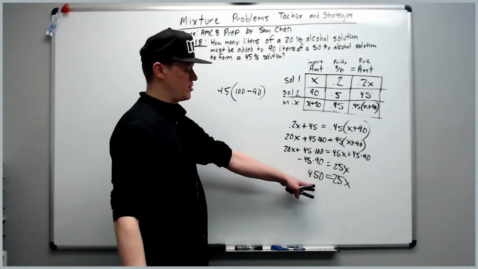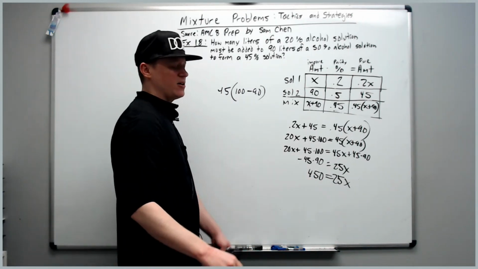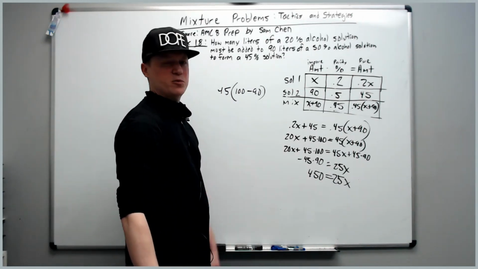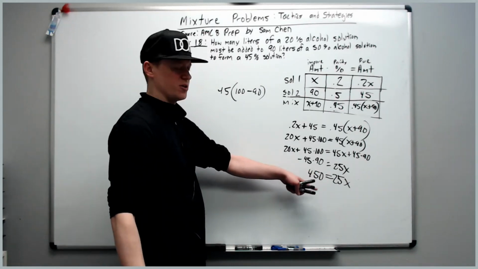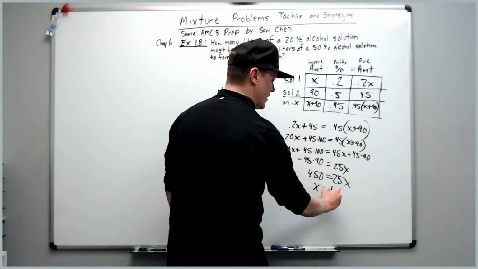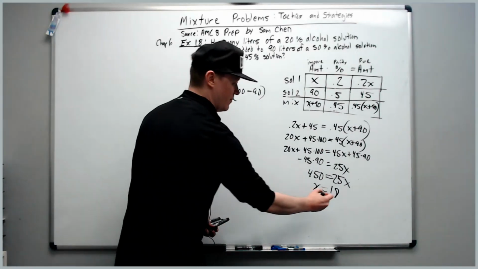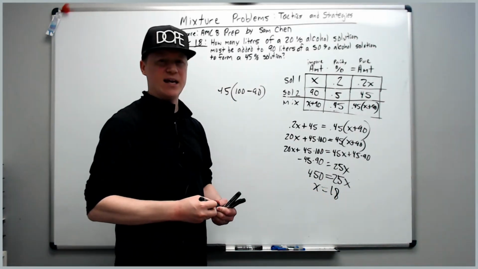Lastly, you're going to divide by 25. Think of it like quarters and $4.50. How many quarters make a dollar? 4. $4 would be 16 quarters, and 2 more quarters to make 50 cents means x equals 18. Let's write that nicer. Okay, next problem coming up.